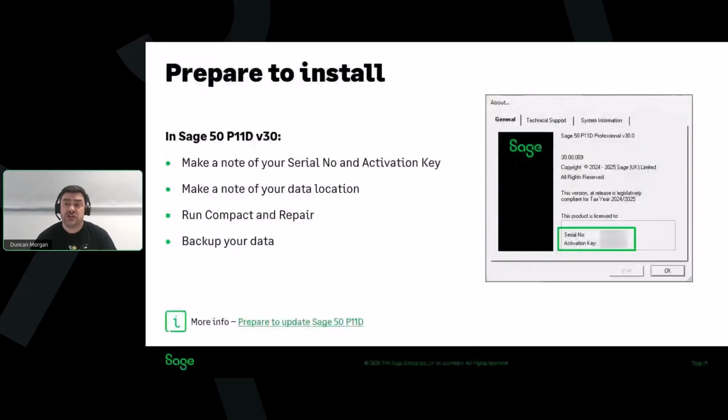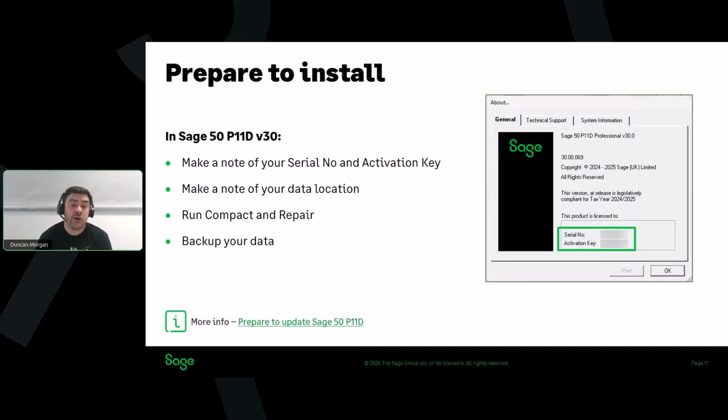Now, if you were using version 30 in the previous tax year, here are some preparation steps for you. So we'll give you a quick demo on these steps, but to ensure a smooth installation and transfer to version 31, first of all, you need to make a note of your serial number and activation key. So you can find these details in the previous version. Second step is to make a note of your data location, as you'll be able to browse that location, and that will then transfer your data into version 31.